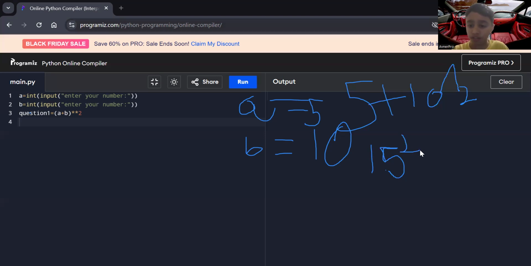Let's write it this way: 15 by the power of 2. Tell me your answer in the comments. I'm not going to tell you.